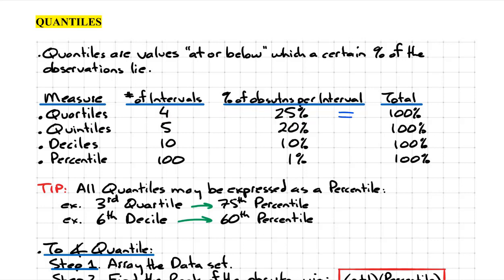A quintile, on the other hand, takes the data set and breaks it down into 5 equal intervals. Each one would, of course, contain 20% of the data. A decile breaks down the data set into 10 intervals. Each one would contain 10% of the observations. And finally, a percentile breaks the data set into 100 intervals, with each interval containing 1% of the observations. So in all cases, you can see that they would fully account for all the observations.